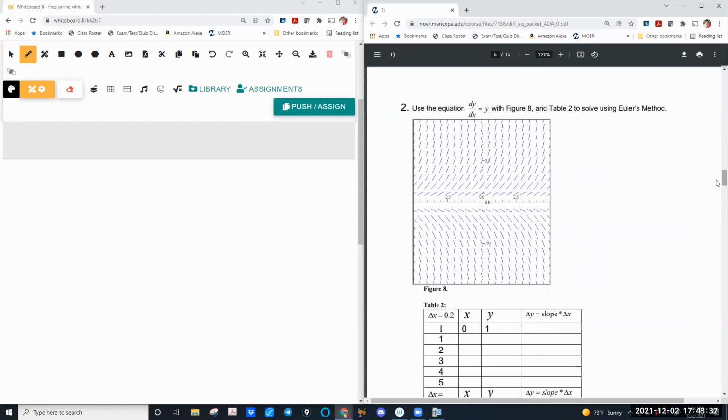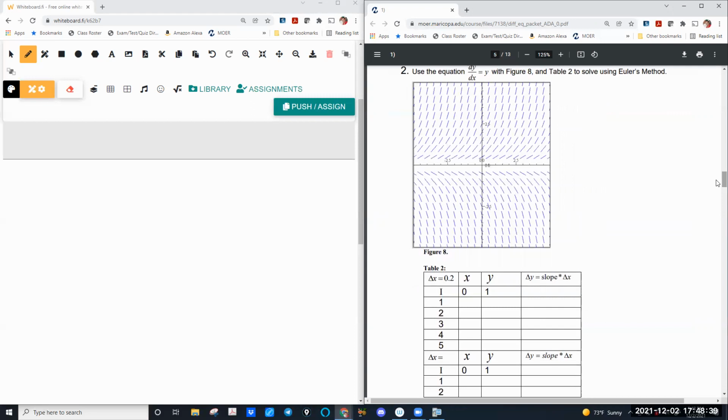Euler's method actually kind of circumvents finding the function that is the solution to the differential equation, but we'll still estimate the value of the function at a given point. And that'll make more sense as we go through an example here.